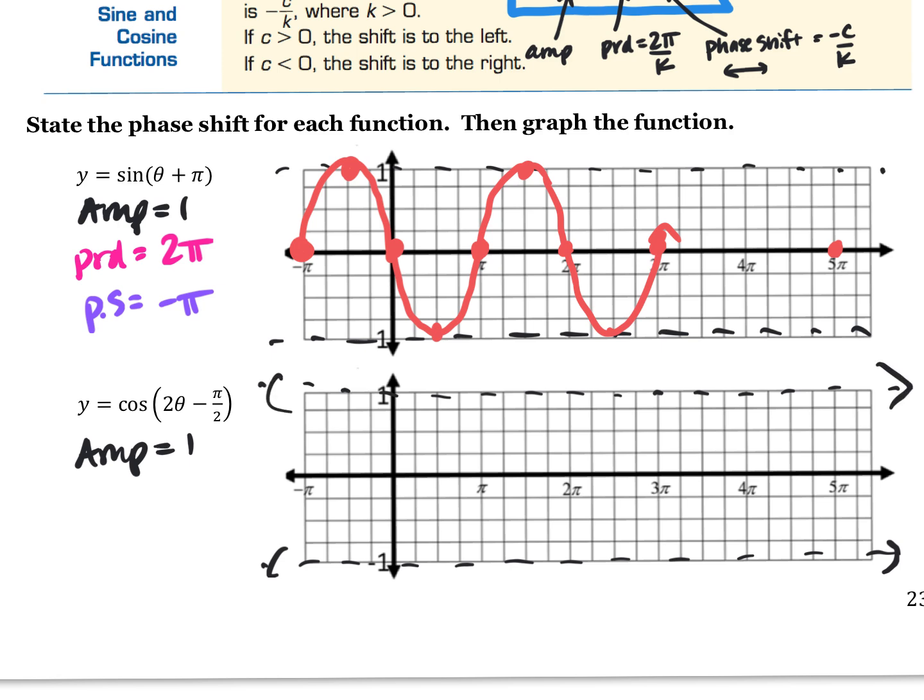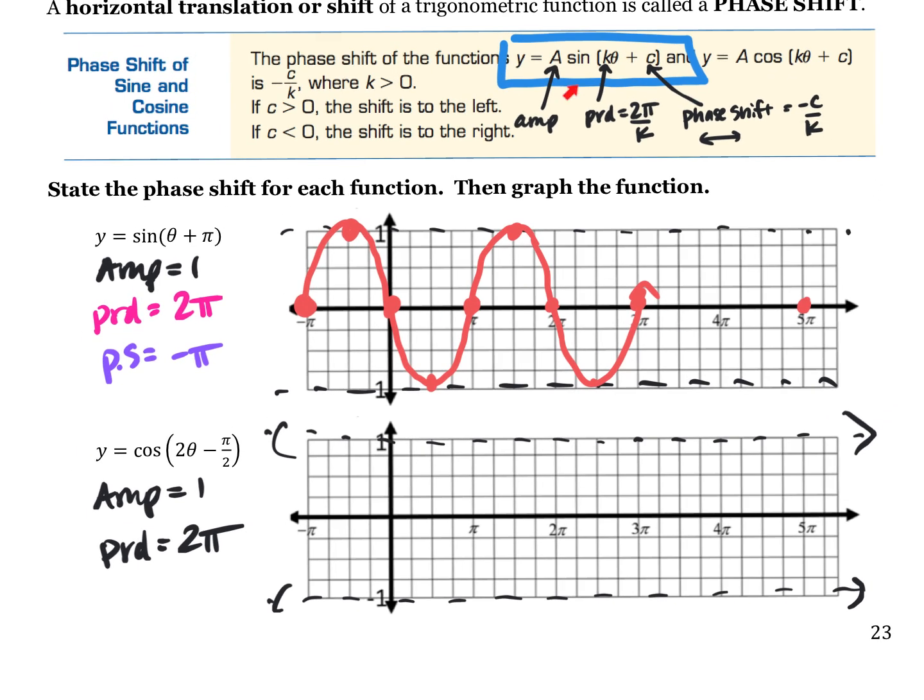Okay, what's the period of this one? Period is always 2 pi over K. Where's my K? It's 2 pi divided by my K, which is 2 in this case, which is just going to leave me with a pi. So good, you guys.